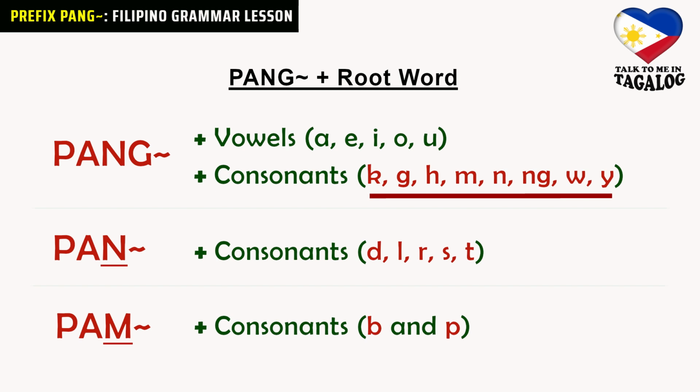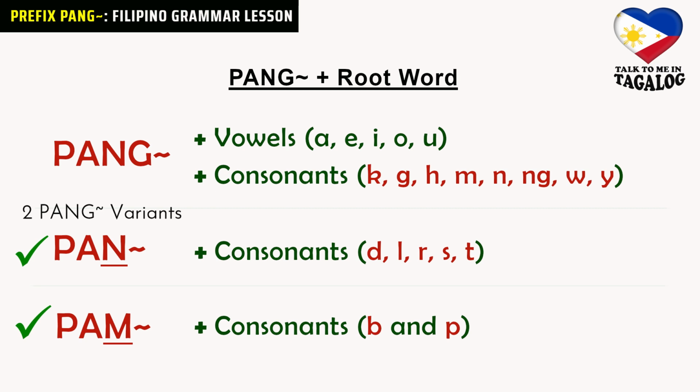And that is because pang has two different variants, pan and pam. Pan is placed before root words that start with the consonants D, L, R, S, and T, while pam is used for consonants B and P. You can always come back to this slide if you want to review these rules.